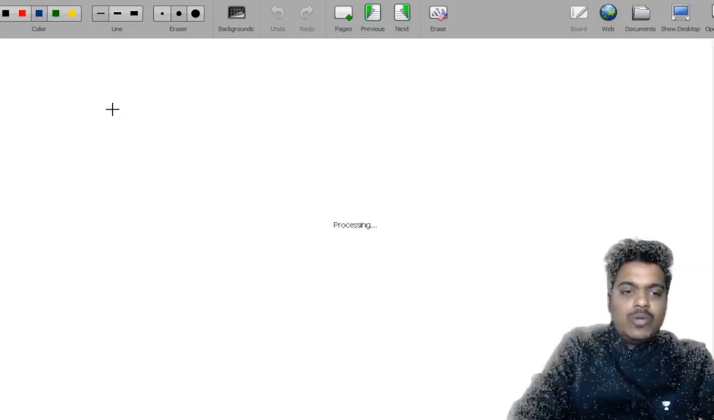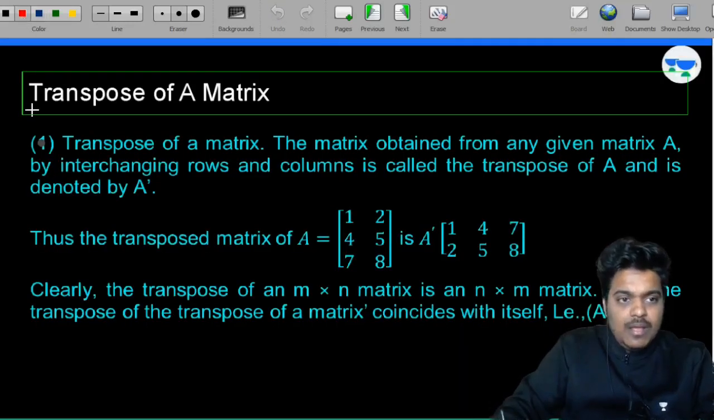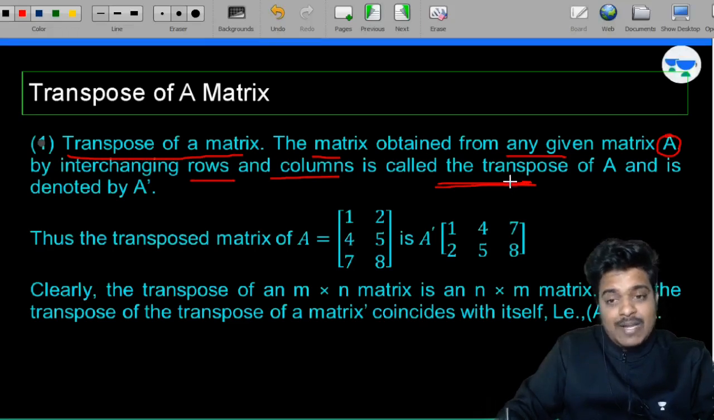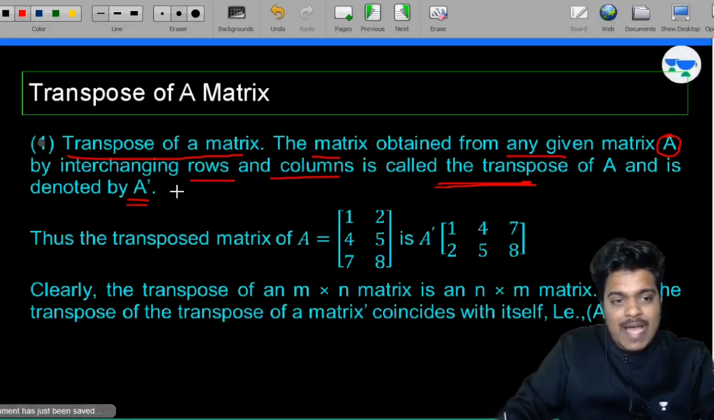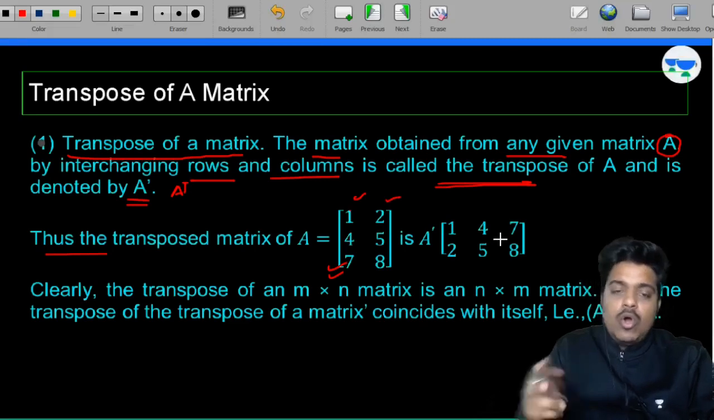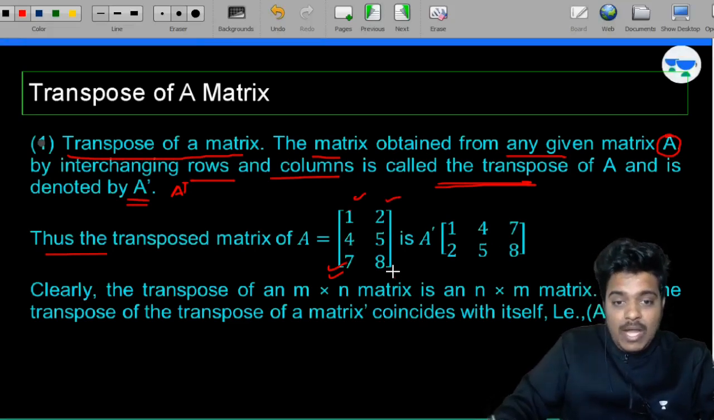Now let us enter into the formal definition. The transpose of a matrix: the matrix obtained from any given matrix A by interchanging the rows and the columns is called the transpose of the matrix A, and it is denoted by A dash or A transpose. Thus the transpose matrix of 1, 4, 7, 2, 5, 8 will become, this first column becomes first row and second column becomes second row, or vice versa. Now the order is 3 rows into 2 columns.